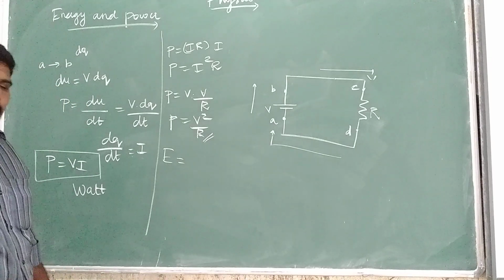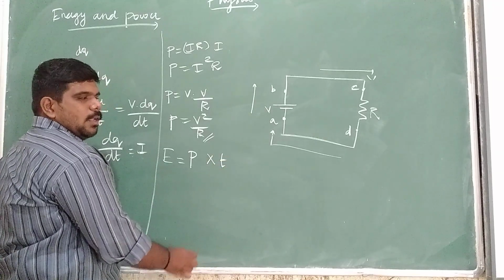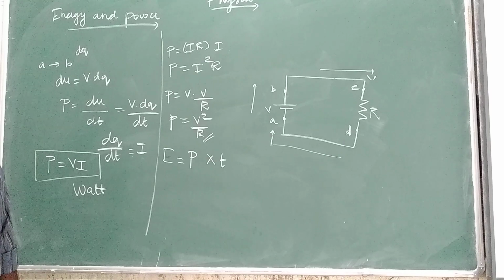Then what's the formula for I? V by R, isn't it? Substitute it, and P is equal to V into V by R. So P is equal to V square by R.